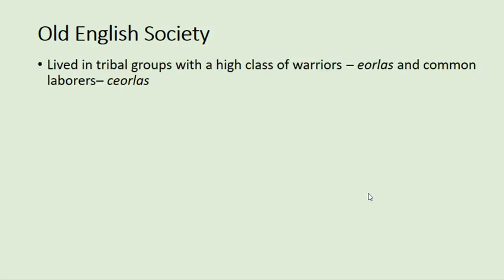Okay, so we're going to talk about Alfred a bit more because he's a pretty important guy, not just in political, but in linguistic and literary history of Old English. But first, just a little bit about Old English society. Some of these are features that Old English society shared with other Germanic and early Indo-European societies. They lived in tribal groups with a high class of warriors and a common class of laborers. And the higher class of warriors in Old English were known as earls, and the common laborers were known as ceorlas. And that CE is pronounced ch in Old English.